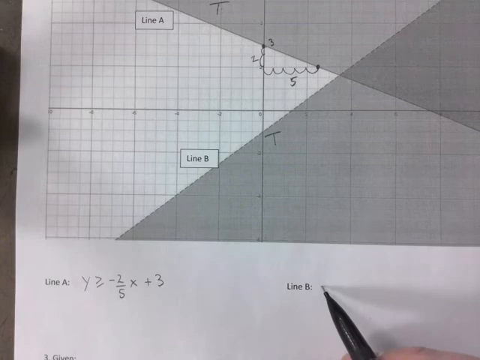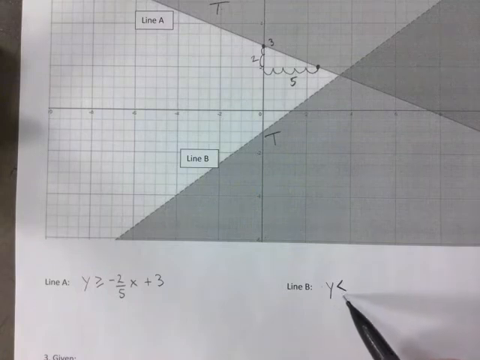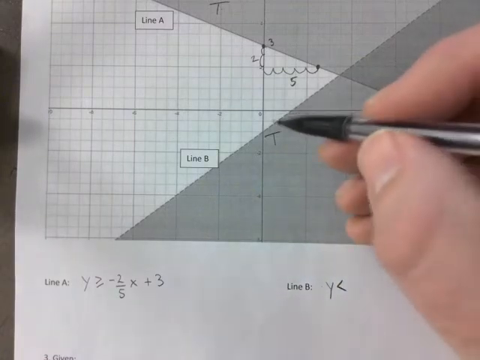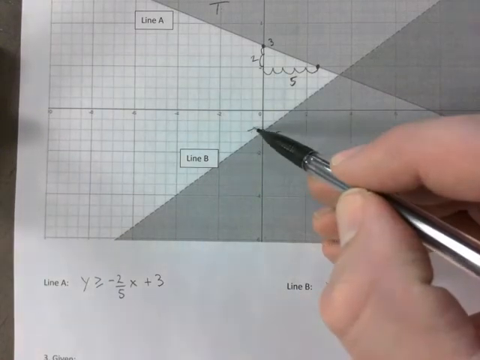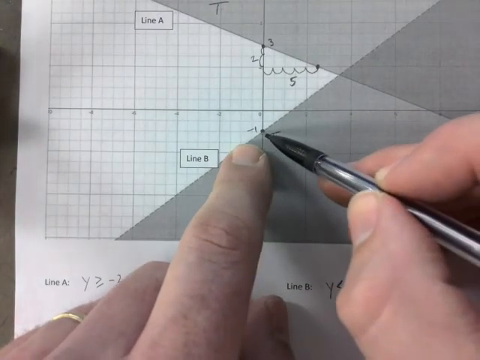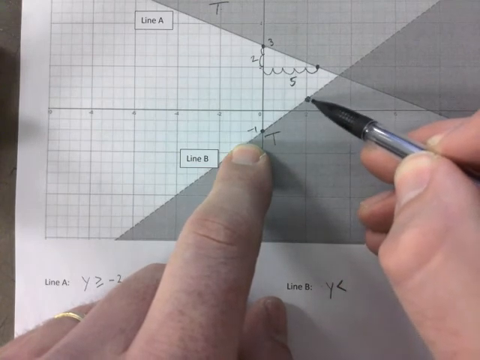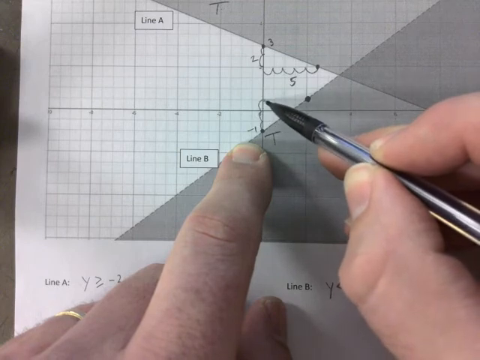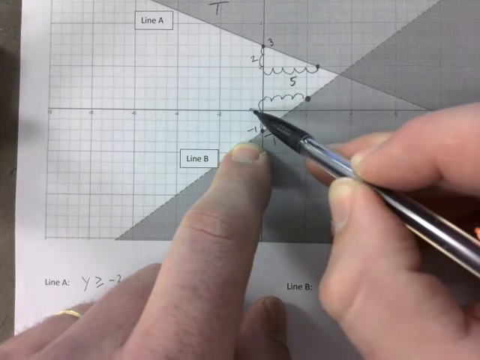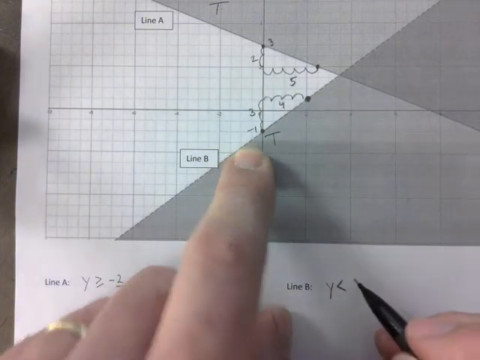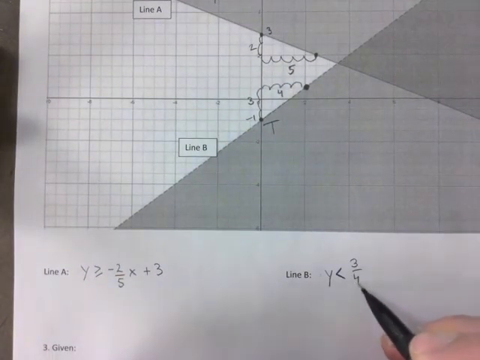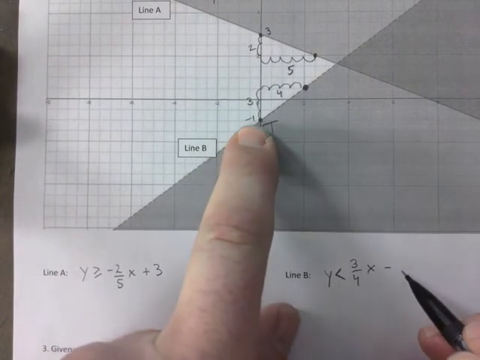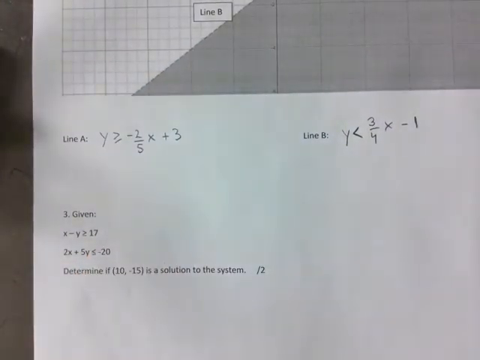And then for line B, true is below, right? So I'm going to go below just like that. Not the equal sign because it's dashed. And my intercept is negative 1, right? But I need to figure out my slope. So I scan it, and right here is where it goes right across. 1, 2, 3, 1, 2, 3, 4. Rise of 3, run of 4, and it's positive. So that's 3 over 4 x minus 1. You get 1.5 for each. If you make any mistake, just take off half for that mistake, okay?